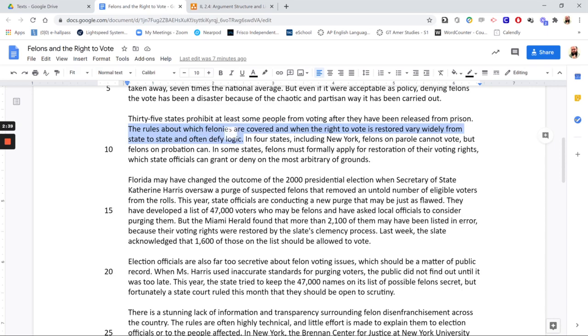So we're going to take that idea and paraphrase it down into a single statement, because there's actually several different ideas covered here. Rules about which felonies are covered, rules about when the right to voting is restored, they vary and they defy logic. Technically speaking, we could break that up into multiple claims because it is delivering multiple ideas. It's saying different things about multiple things. But since this is all one paragraph, we want to focus on this as being one complete argument, so it needs just one specific claim. So we're going to take this statement and paraphrase it into one specific claim.